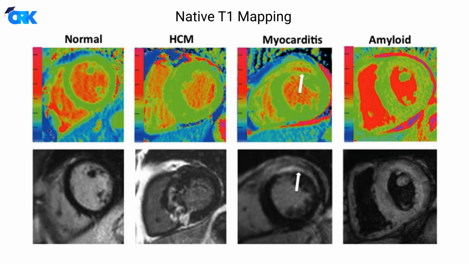In the myocarditis case, things get really interesting. The white arrow points to epicardial LGE, which aligns perfectly with the adjacent region of elevated native T1. This is a classic example of inflammation.